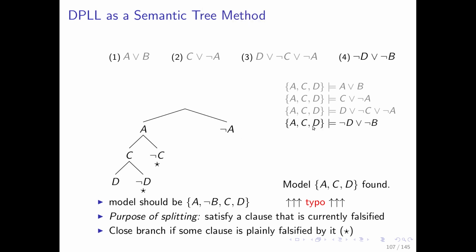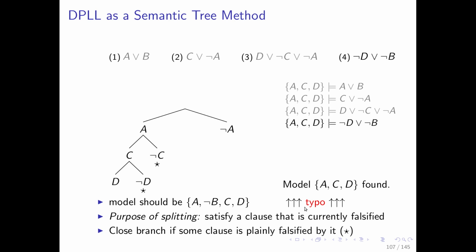B is not mentioned, so B is false, therefore this is true. So all of the clauses are true under the assignment, or the model that consists of A, C, and D, right? So we say that the model is found.